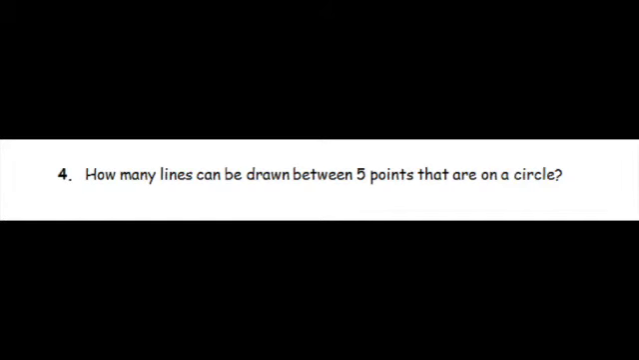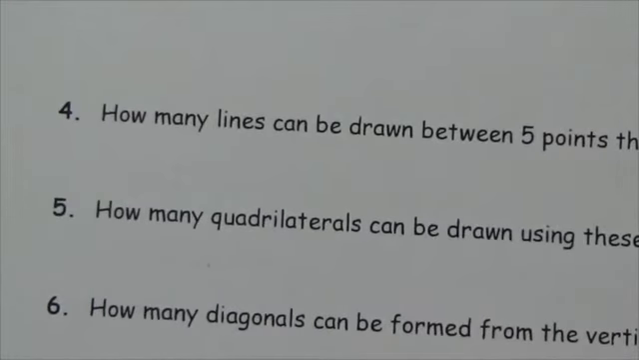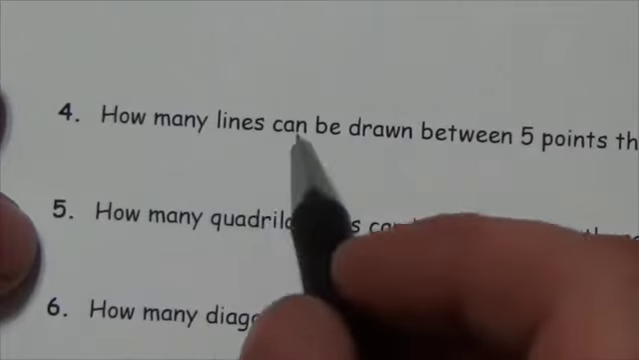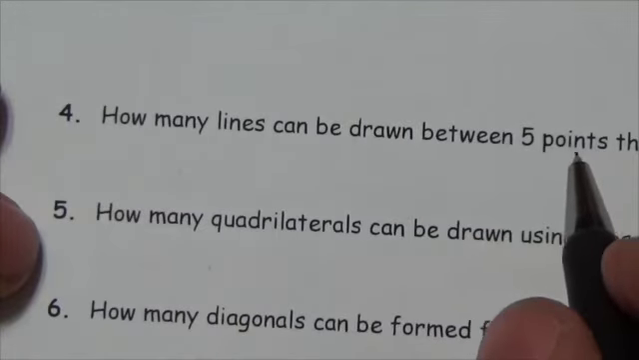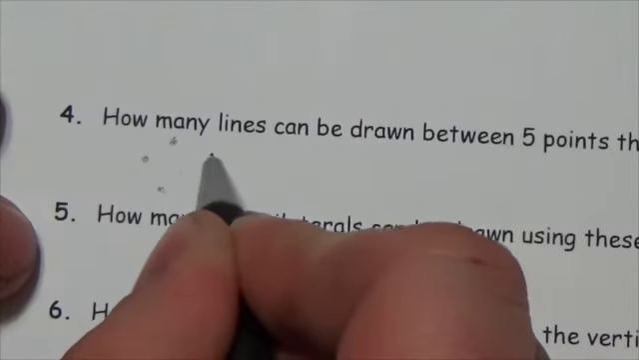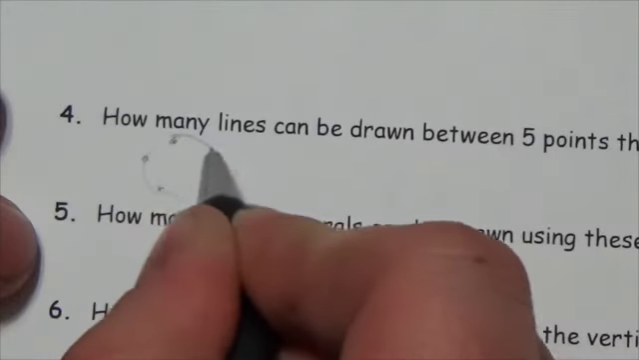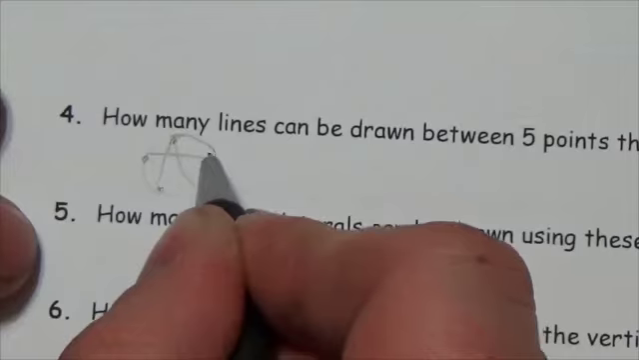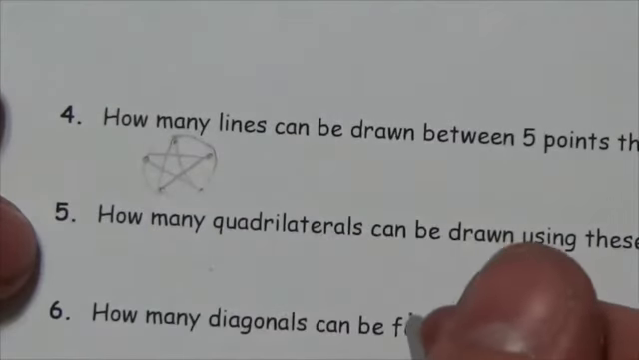How many lines can be drawn between 5 points that are on a circle? Now the trick to doing this question is just to think about how many points you need to draw a line. The answer is you only need 2. You just need to connect two points to have a line. So you've got 5 points on a circle, and we're just asking how many ways can you connect those points.